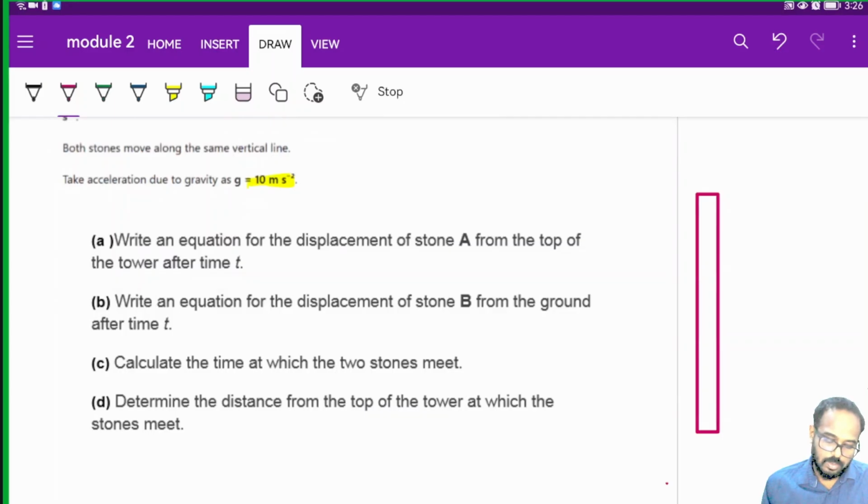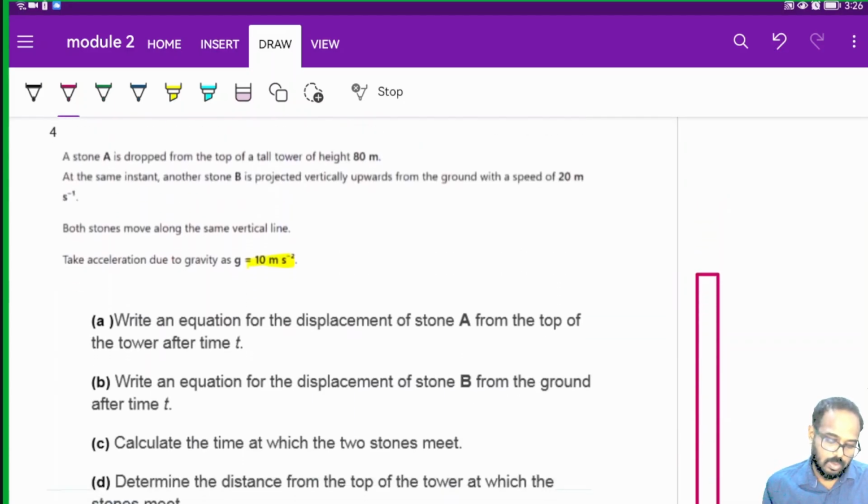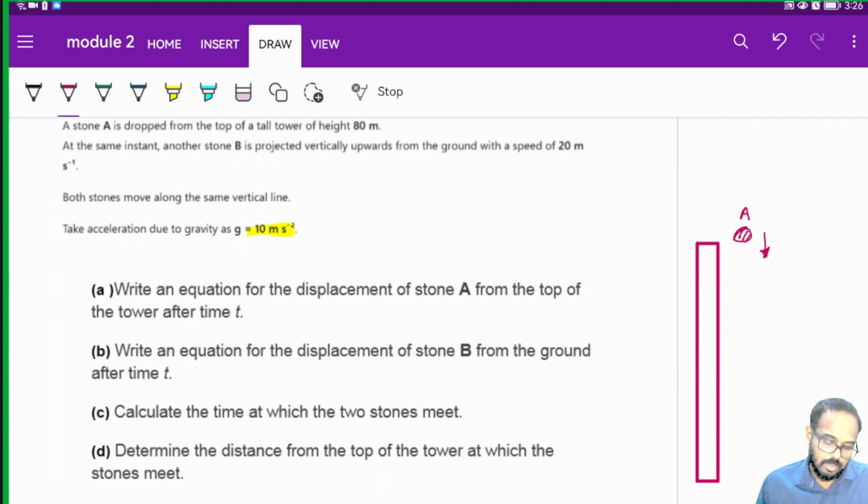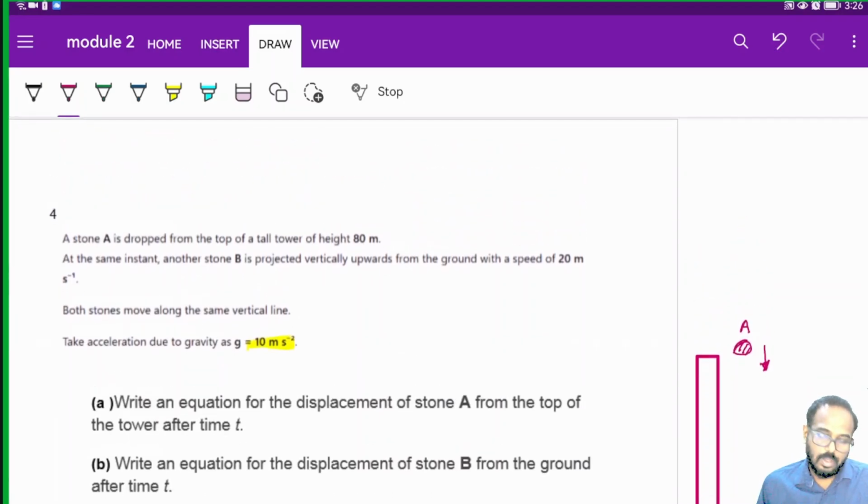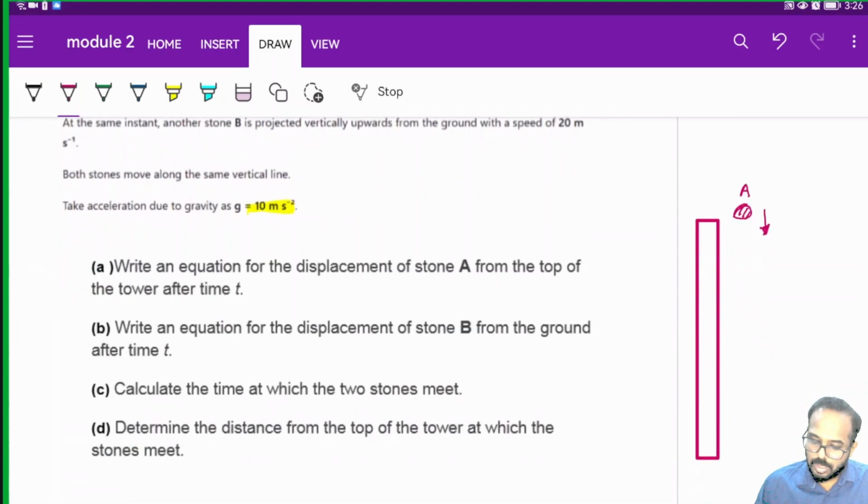A tall tower and a stone A. So you are dropping this A. A stone is dropped in this direction. At the same time, so that means at the same instant, you are throwing another stone B in the upward direction. Both are in the same line. Okay, this is the condition.